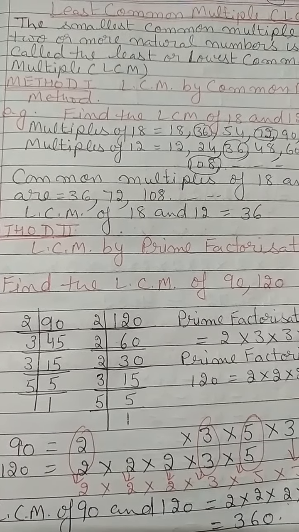Find the LCM of 18 and 12. If it is written multiple, multiple means you have to consider the table. In your last chapter, factors and multiples, factor means you have to find in which table that particular number comes. But in multiple, you write the table of that number. So from writing the table, we can find the common number.